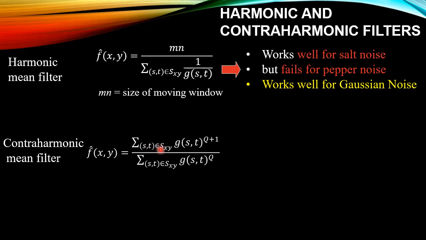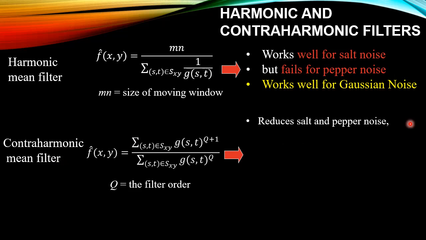The second type is the contra harmonic filter. The equation is given by the summation of g(s,t) raised to Q plus 1, divided by the summation of g(s,t) raised to Q. Here Q is the filter order. And there is a trick with this. The harmonic mean filter worked well for salt noise, whereas the contra harmonic mean filter reduces salt and pepper noise.